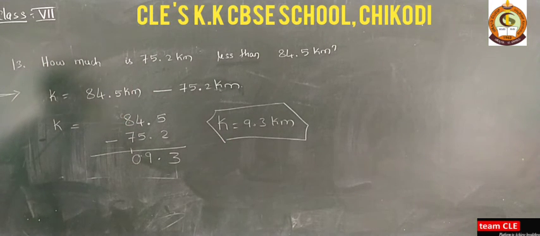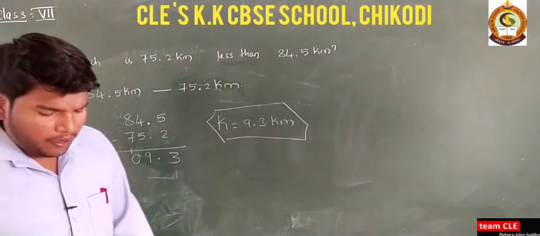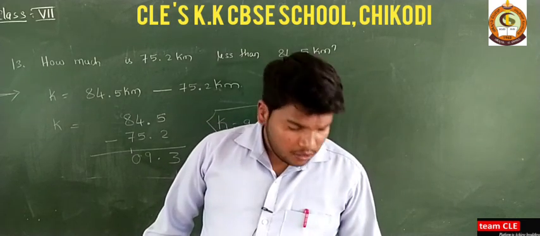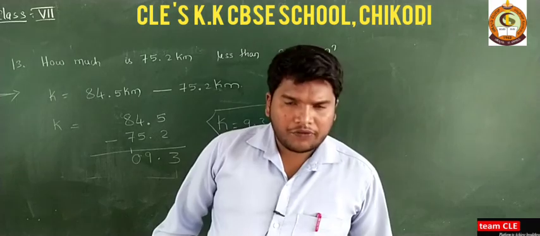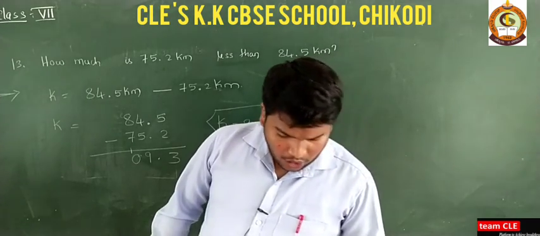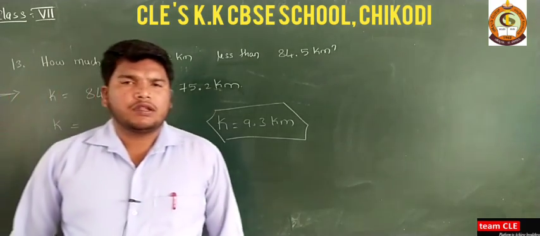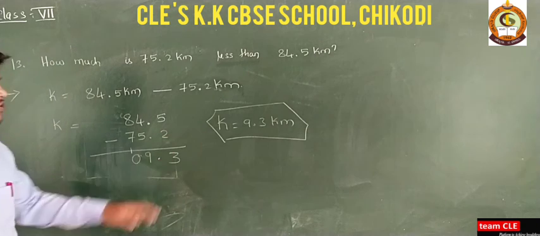So these are the 3 word problems I have solved from your exercise, and some more examples from your exercise you have to solve by yourself, and you need to complete this exercise number 2.3. So 14, 15, 16, 17, 18, 19. These examples you solve by yourself and send to me on my WhatsApp number. If you want, you can call me. I will send the PDF if you are not getting it. Okay, so pause the video to note down all the problems.